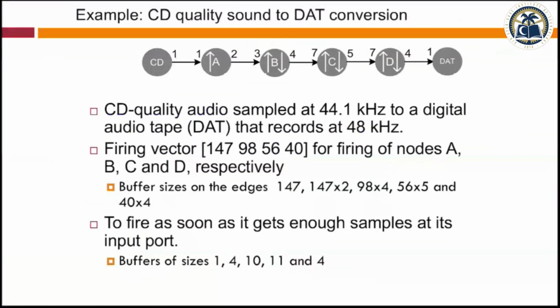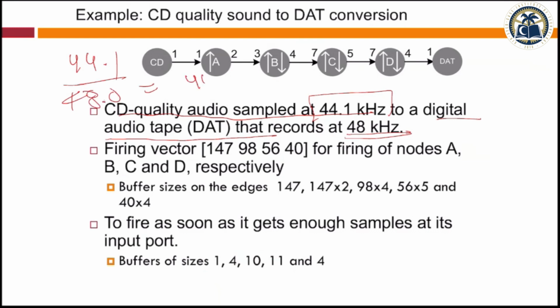draw it yourself. Okay. So here is an application where if you want to, for example, develop, this is an interesting application where you have a CD quality audio which is sampled at 44.1 kilohertz, and you want to record it on a digital audio tape that records a signal at 48 kilohertz. So it's a sampling rate changer which takes your 44.1 divided by 48.0. So it is actually a 441 over 480 sampling rate changer.